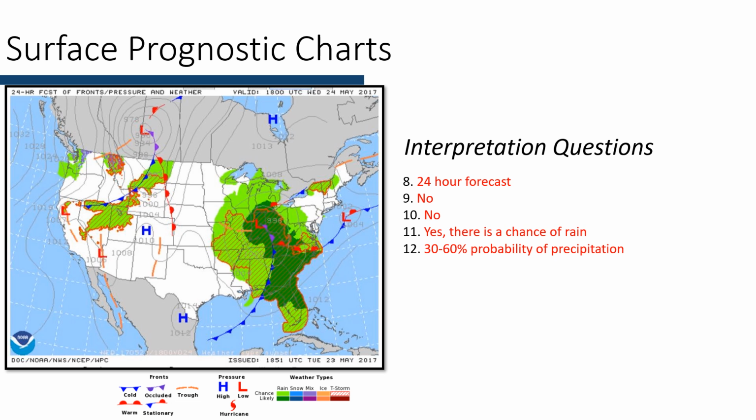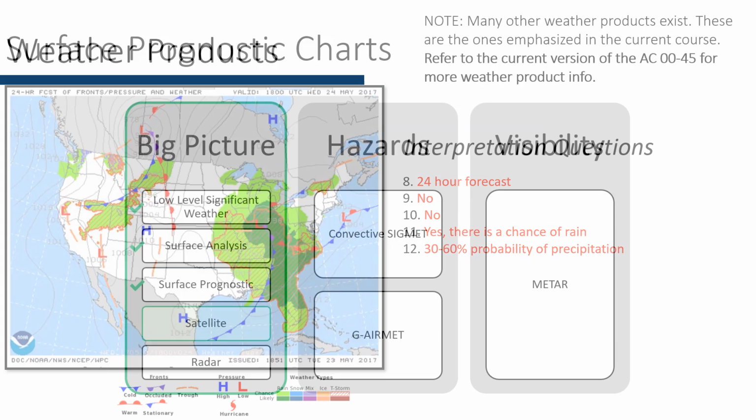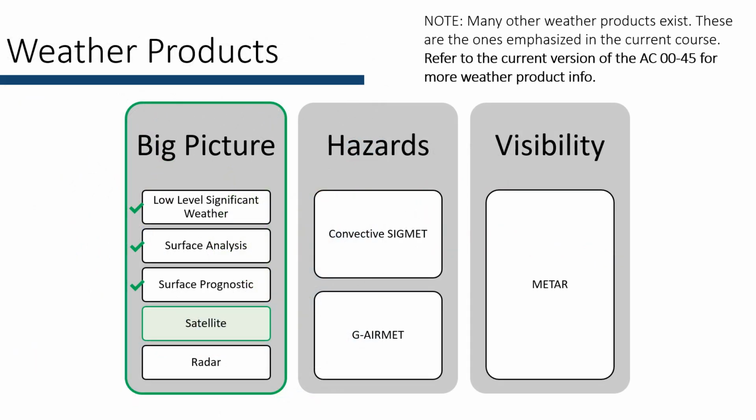Question 10. Is there a front forecasted in the area of your flight route? The answer is no. Question 11. Is there precipitation forecasted in your flight route area? The answer is yes, there is a chance of rain. And question 12. What is the probability of that precipitation? The answer is a 30 to 60% probability of precipitation. Now let's move on to infrared satellite.